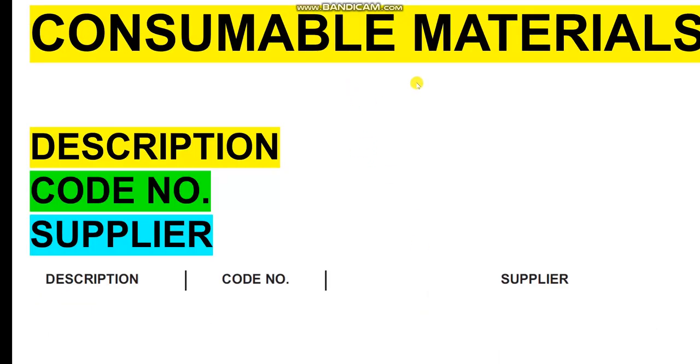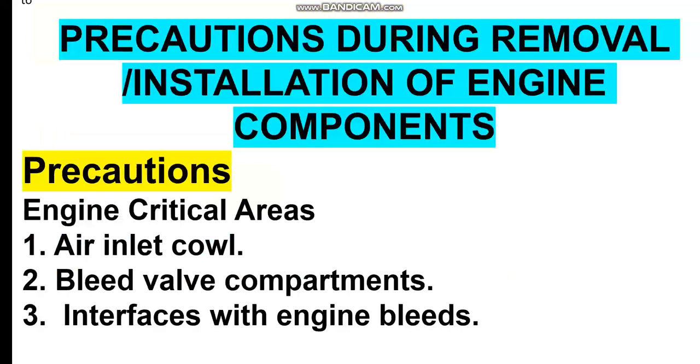Consumable materials. Also, you will see a list, tables with these columns. Here, descriptions, the first column. The second, code number. The third, supplier, the supplier of these materials.